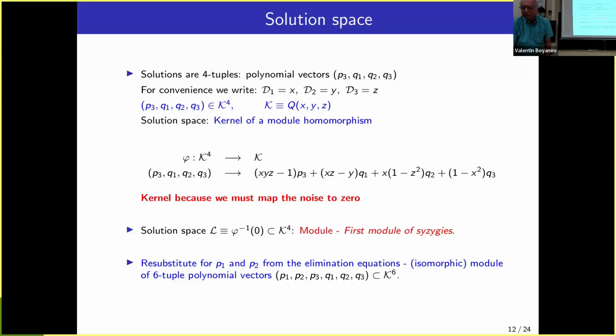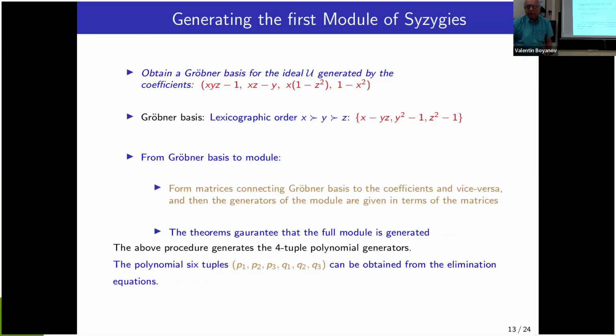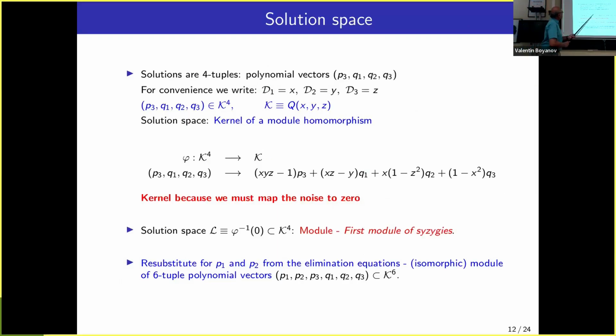Now, how do you do it? The question is generating the first module of syzygies. How do you generate it? This was the method: obtain what is called a Gröbner basis for the ideal U, generated by the coefficients. The coefficients were here. These are the 4 coefficients.